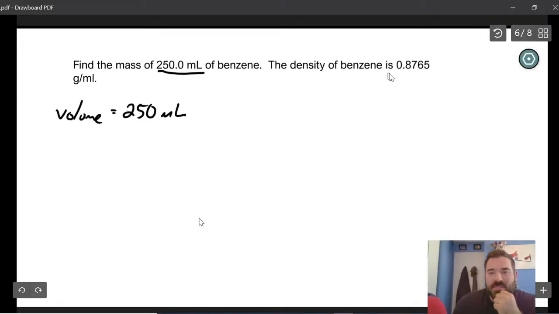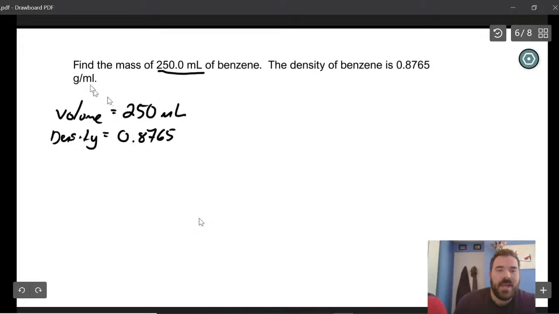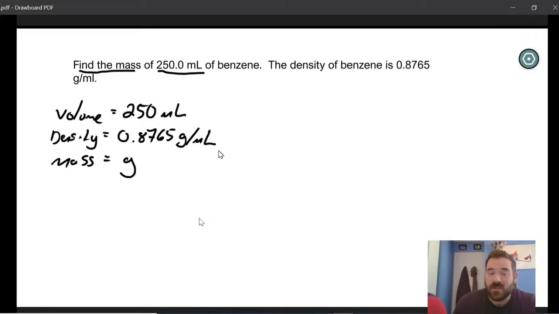The density of benzene is 0.8765. So they also give me the density, 0.8765, and they're looking for the mass. So look for the mass, and the mass is probably going to be in grams because the density is in grams per milliliter. So there's 0.8765 grams for every single milliliter of benzene.